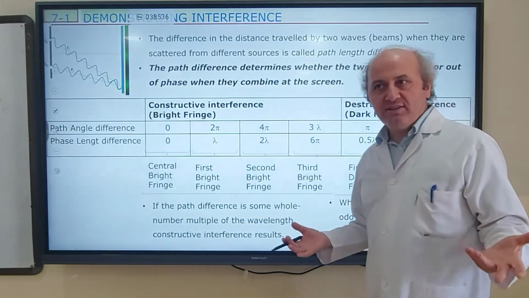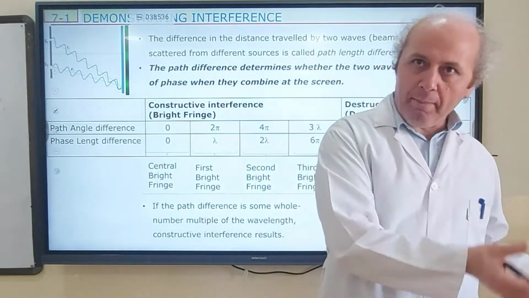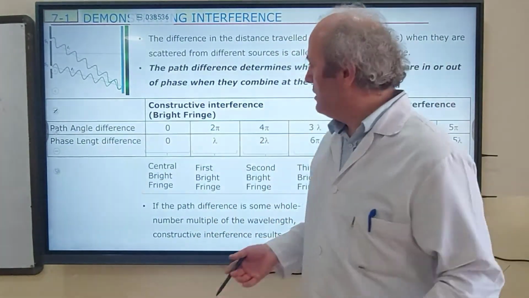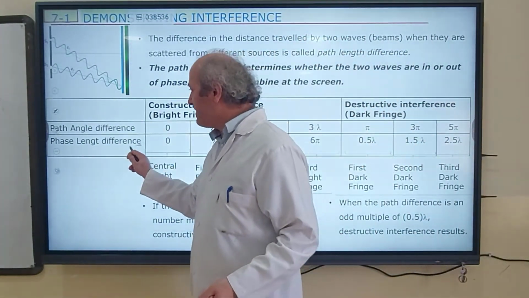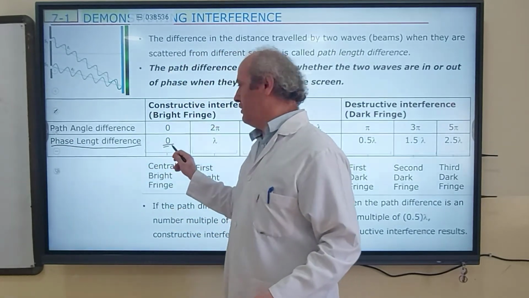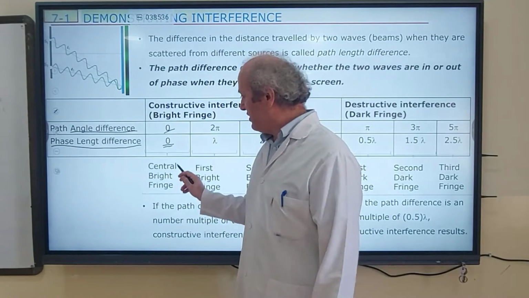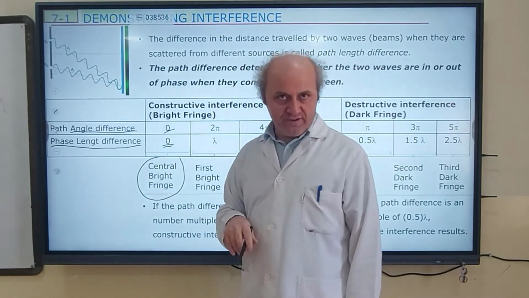If they are in phase, constructive interference happens. If they are out of phase, destructive interference occurs. So now, if the path length difference is 0, the phase angle difference is also 0. This is the central bright fringe.